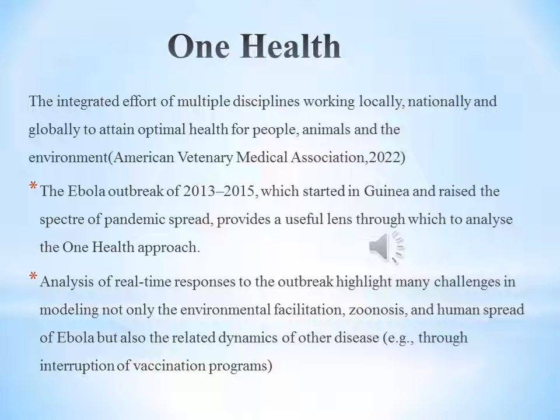Let's look at this outbreak from a One Health perspective. What's One Health? American Veterinary Medical Association defined One Health as an integrated effort of multiple disciplines working locally, nationally, and globally to attain optimal health for people, animals, and the environment. The Ebola outbreak of 2013 to 15, which started in Guinea and raised the spectra of pandemic spread, provides a useful lens through which One Health can be analyzed.